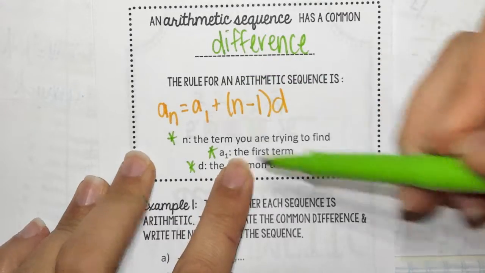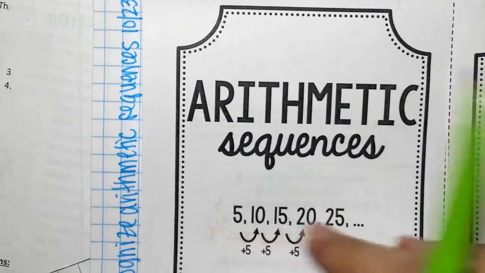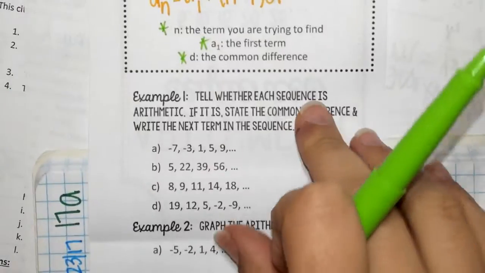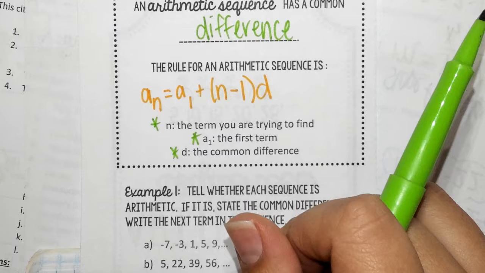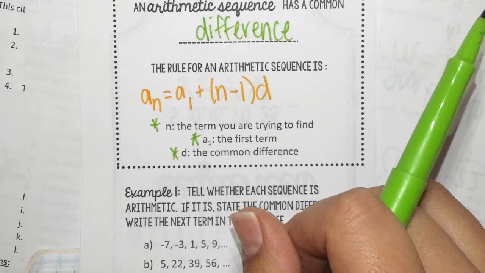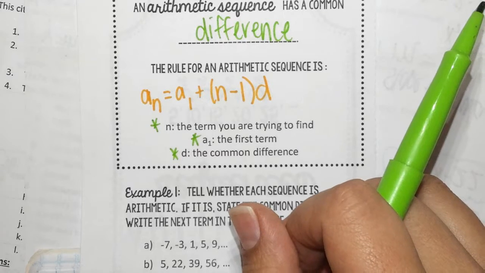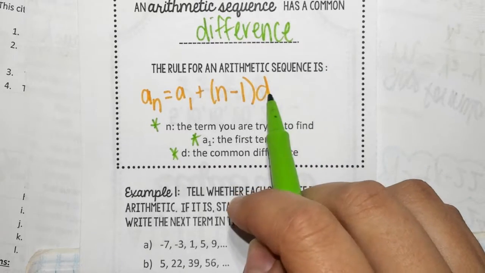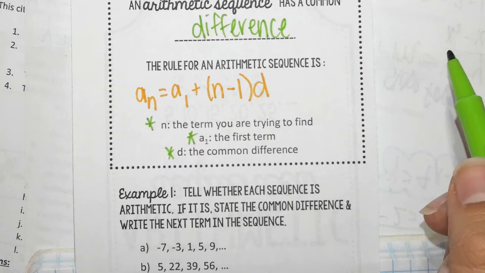A sub 1 is the first term in the sequence. N is the term you're trying to find. So our first term on the front would have been 5. And if I was trying to find the 35th term, what would N be? 35. It would be 35 because we're looking for the 35th term. Does everyone understand? And d is the common difference. It's how it increases or decreases, and that was 5. Are we together?